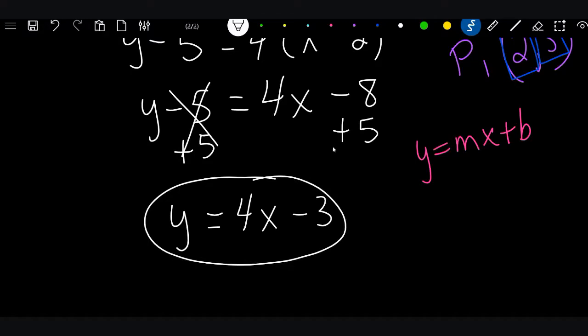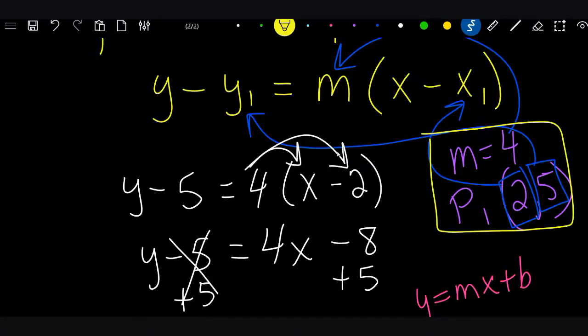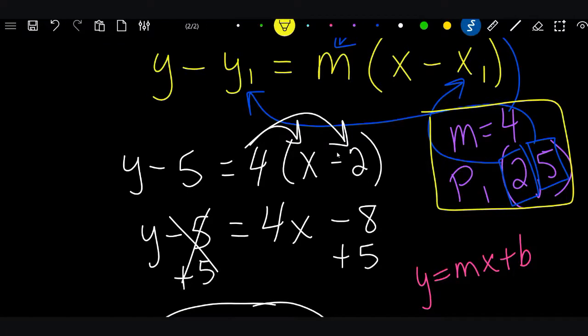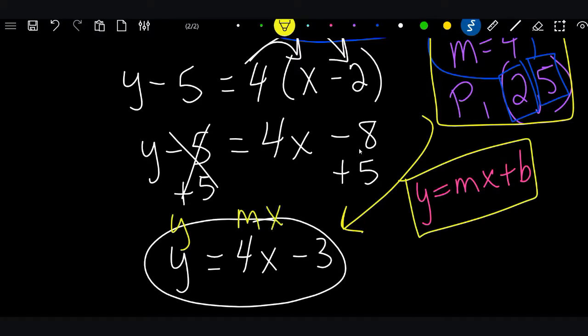Here's what I did. Using point slope form, I converted this information right here, slope is 4, point is 2 and 5, into the y-intercept form or the slope-intercept form, y equals mx plus b. I turned it into y equals mx plus b. Look, there's our y, there's our m, there's our x, and there's our b.